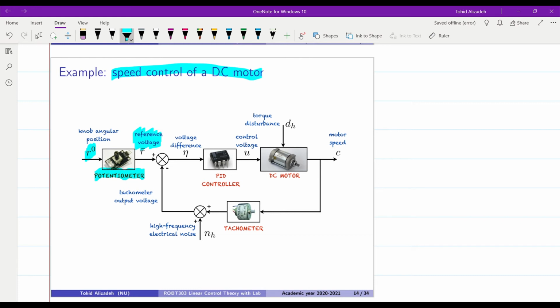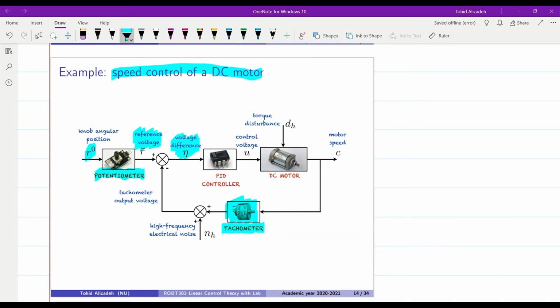This reference voltage R bar is being compared with the signal which comes from the output of a sensor. Here a tachometer is used in order to measure the speed of the motor. So the tachometer is attached to the motor, and it is giving us as the output signal the actual speed of the motor. This actual speed is being compared with the reference voltage, which is the desired speed of the motor, and it gives us some voltage difference, which is the error between these two.